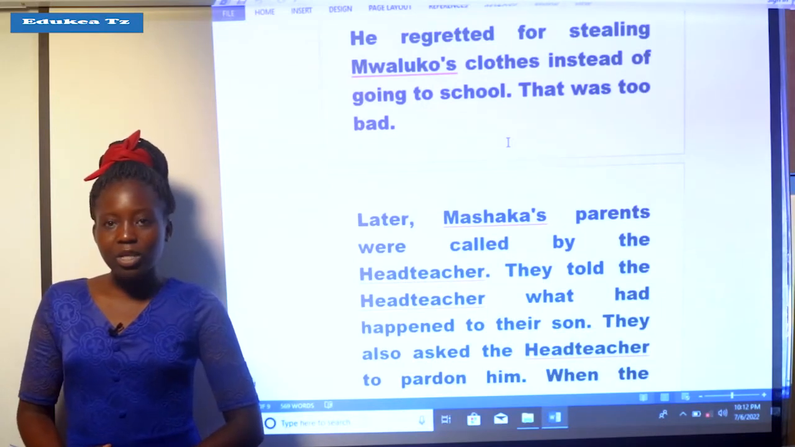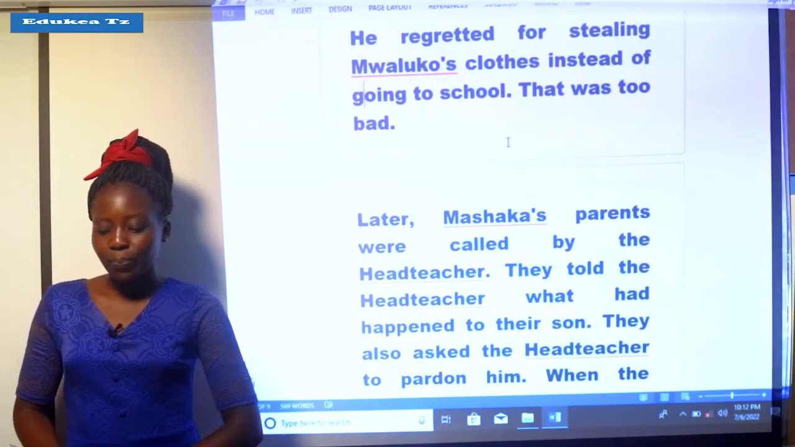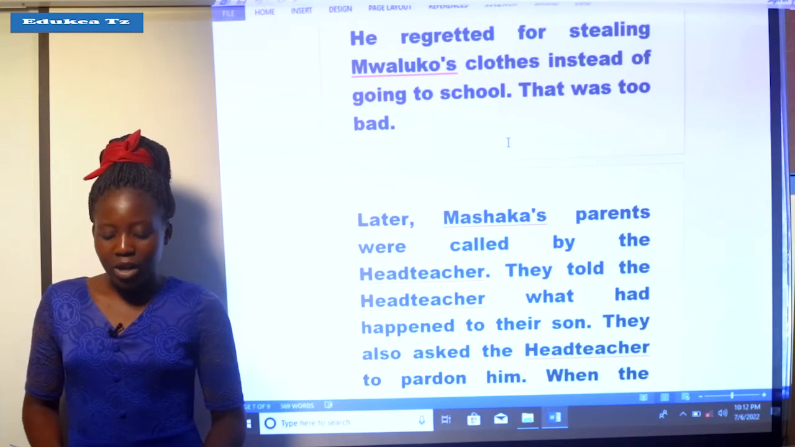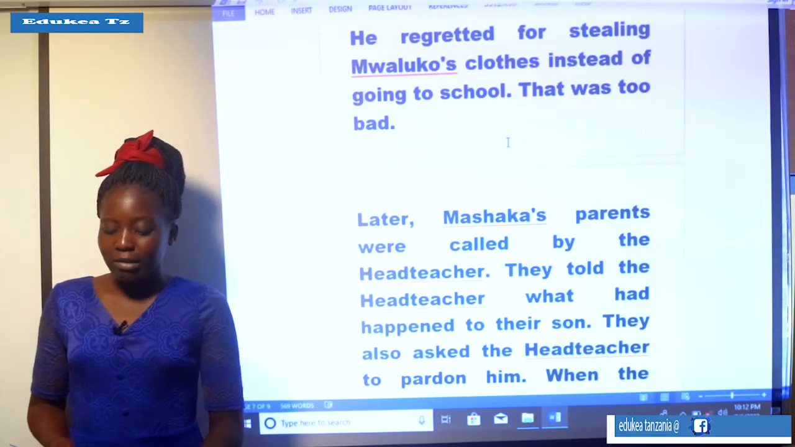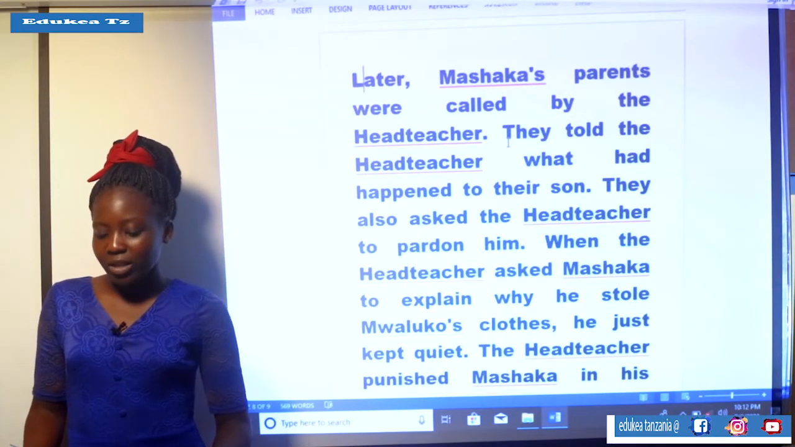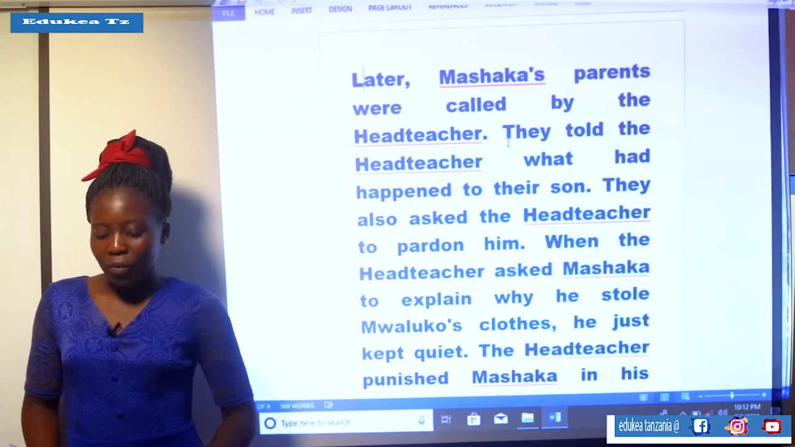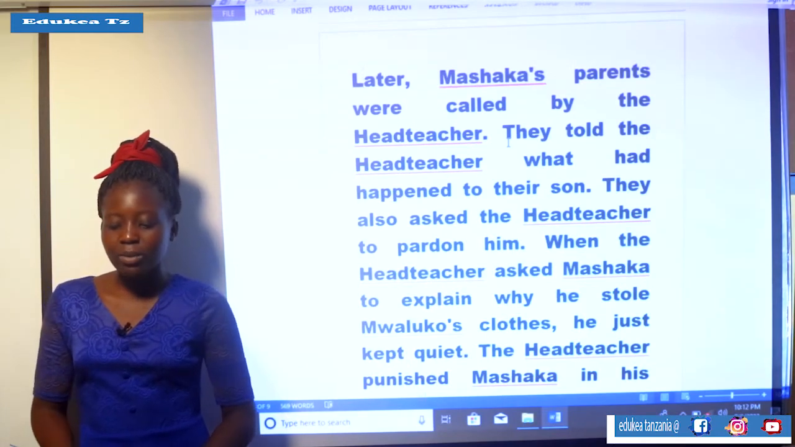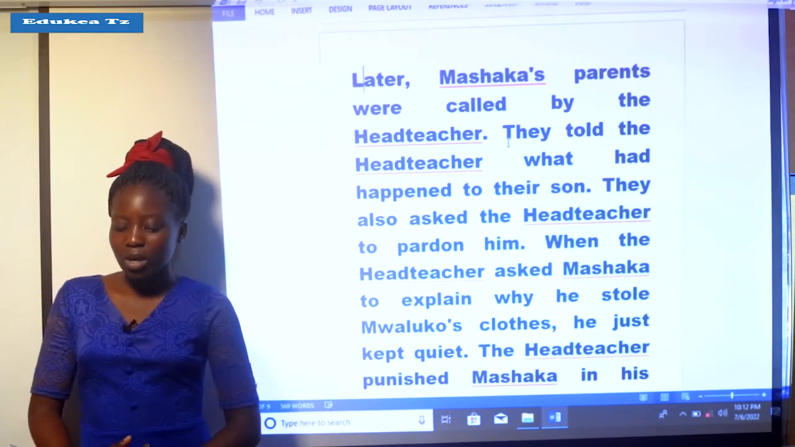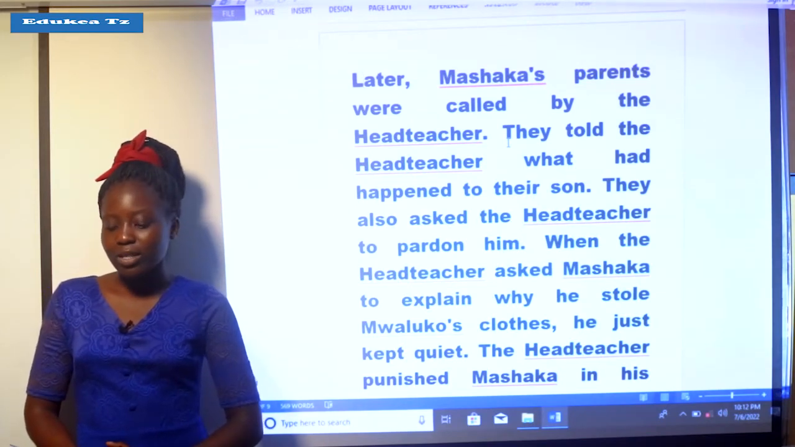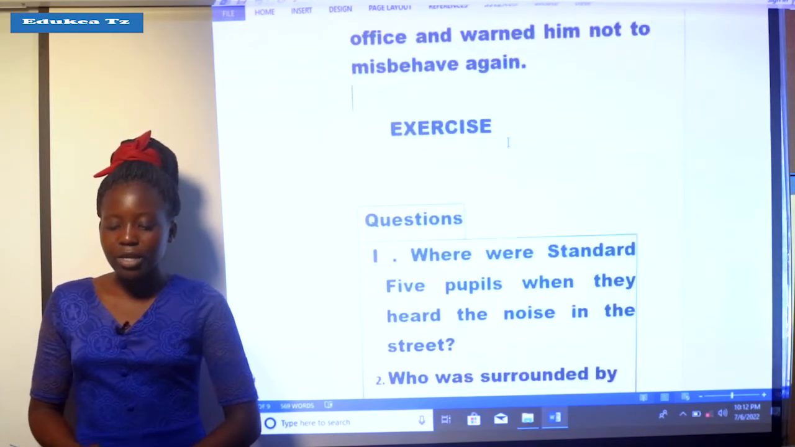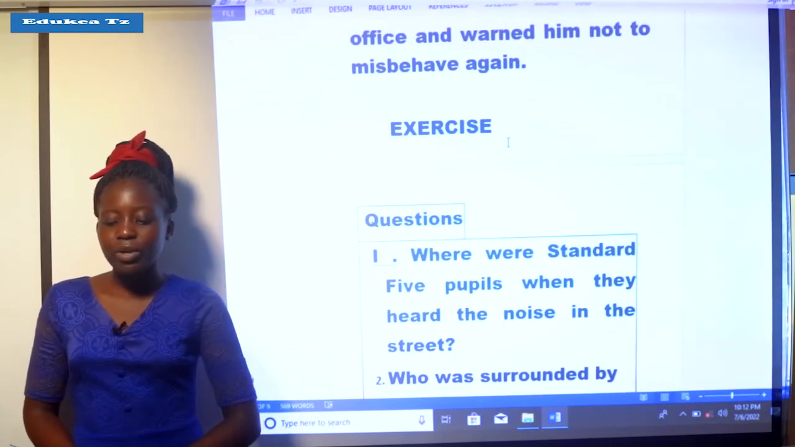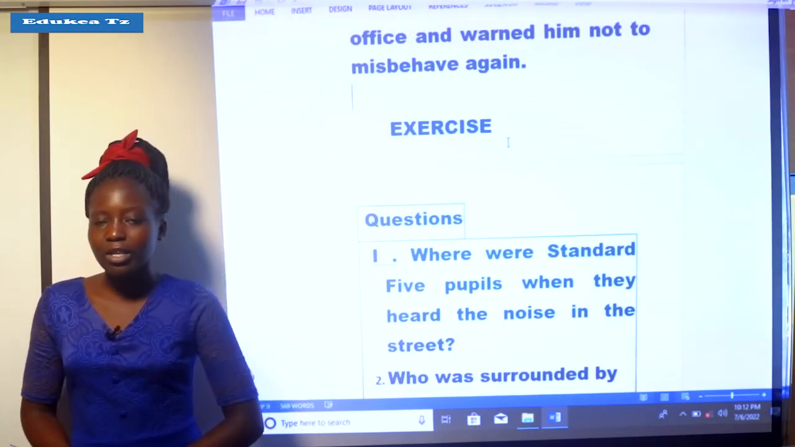Later, Mashaka's parents were called by the head teacher. They told the head teacher what had happened to their son. They also asked the head teacher to pardon him. When the head teacher asked Mashaka to explain why he stole Mwaluko's clothes, he just kept quiet. The head teacher punished Mashaka in his office and warned him not to misbehave again.